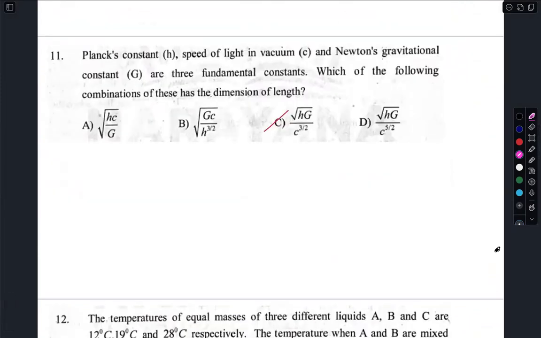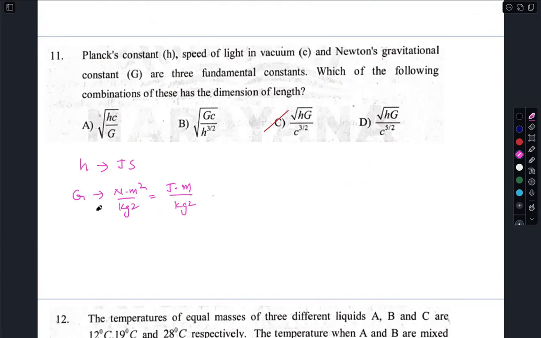11th question. Which of the following combinations has the dimensions of length? Right. The only thing that we need to do is check every option actually. So H is joule second actually. H is joule second, and units of G are Newton meter square per kg square. This is also joule meter by kg square.